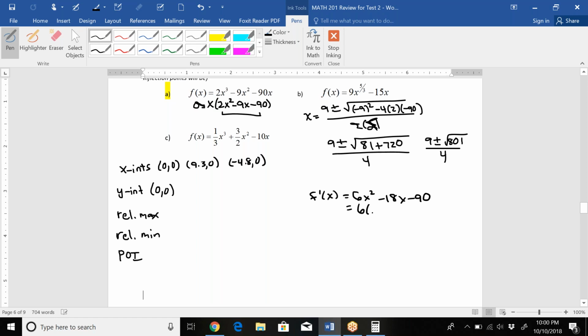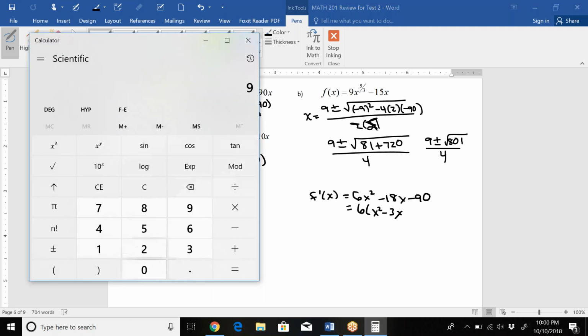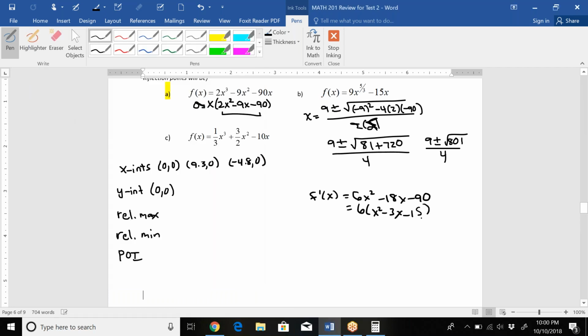I believe we can pull a 6 out of that, so that'd be x squared minus 3x. Is 90 divisible by 6? Let's hope so. Yes, 15. So minus 15. We can set each of these equal to 0 when we factor it, so that's x minus 5, x plus 2. So it looks like 5 and negative 2 are the two critical numbers. So we make a chart for those and test the first derivative test.